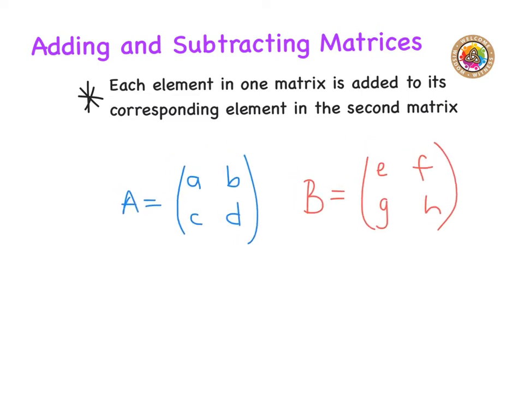So here I would say that A in this matrix is added together with E in that one. Why? Because they're both in the same place. B would go with F, C with G, and D with H. So it would look like this: A plus B is equal to A plus E, B plus F, C plus G, and D plus H. Likewise, if I was subtracting those matrices, I would have the exact same thing. Okay, so we're going to do two quick examples and then you can do the learning check.